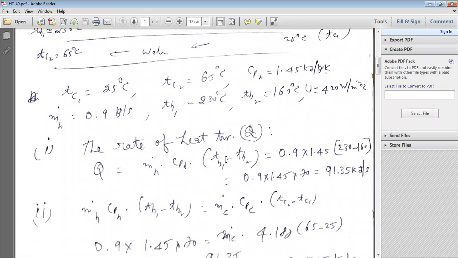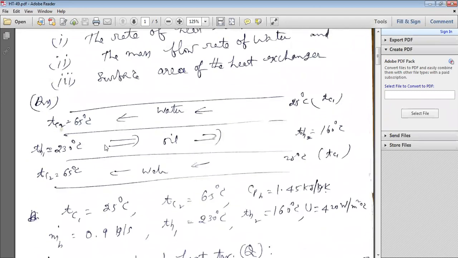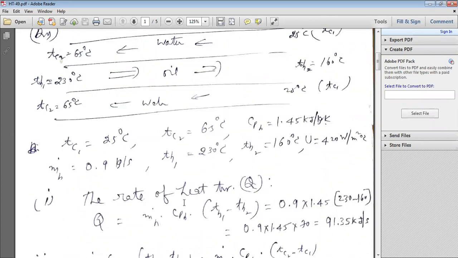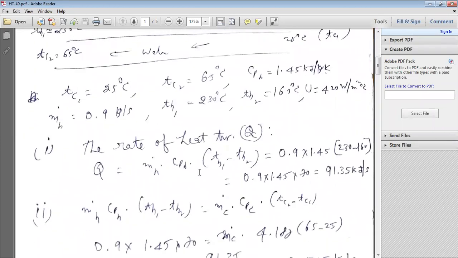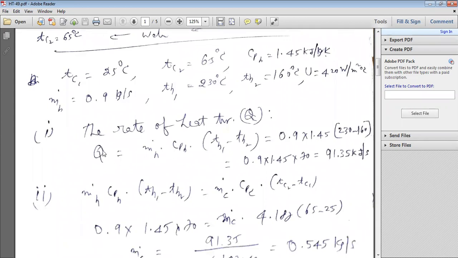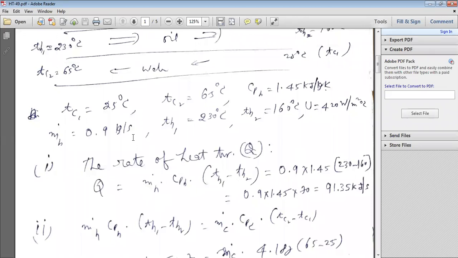First bit, the rate of heat transfer, how do you calculate? With respect to the hot liquid, oil, the mass flow rate is available, specific heat is available, TH1 is available, TH2 is available. That's why heat supplied by the hot oil, that is equal to the rate of heat transfer Q, is equal to mass into specific heat into temperature difference, that is TH1 minus TH2. Mass flow rate of the oil is 0.9 and specific heat of the oil is given as 1.45 kilojoules per kg. If you use kilojoules directly, then you will get Q in kilojoules per second.